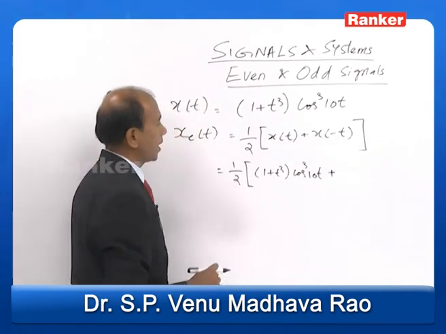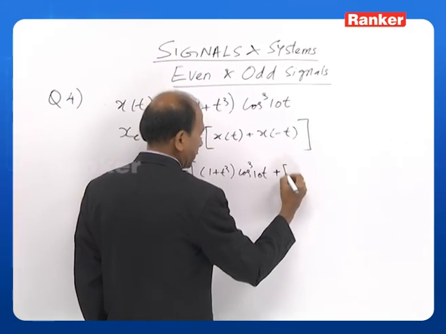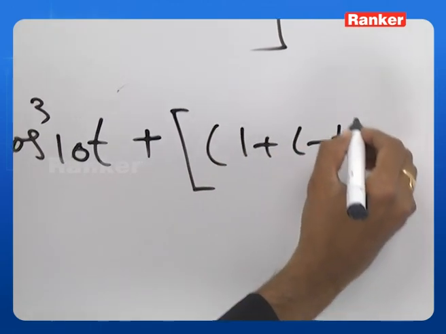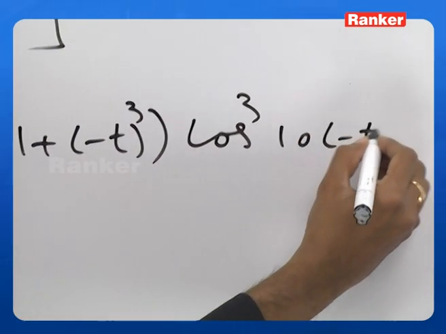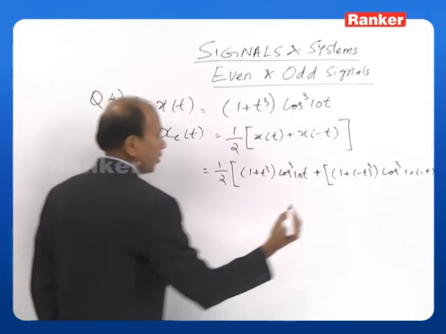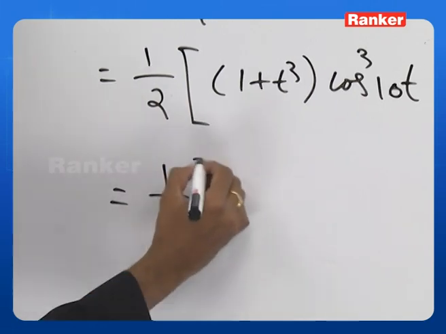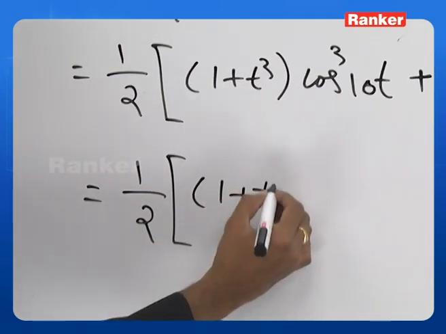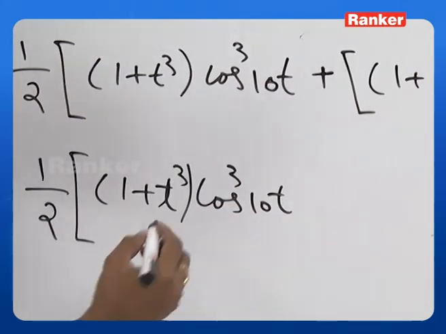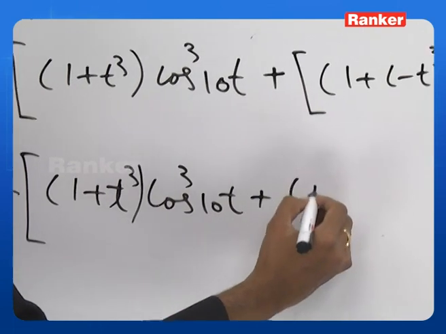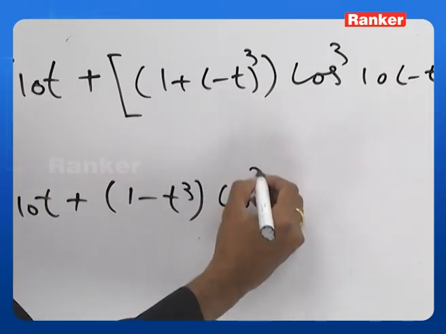plus, now we have to replace t with minus t. So, this will become plus 1 plus minus t whole cube, into cos cube of 10 of minus t, and the whole thing again we have to put in a bracket. Now, I can write this as half of 1 plus t cube cos cube 10t plus, since this is minus t cube, 1 minus t cube, cos of minus theta is always cos theta, into cos cube of 10t.